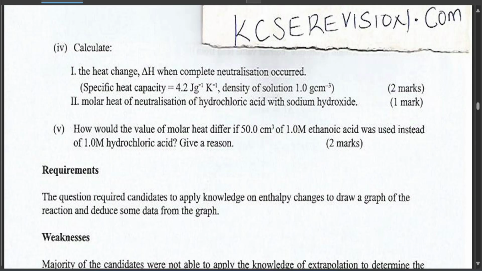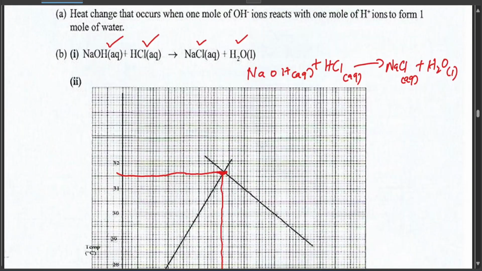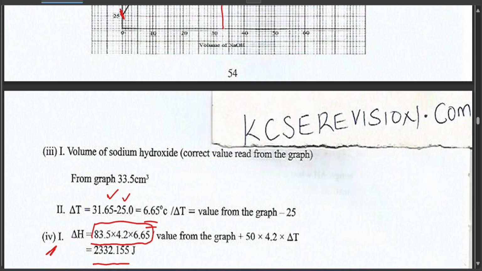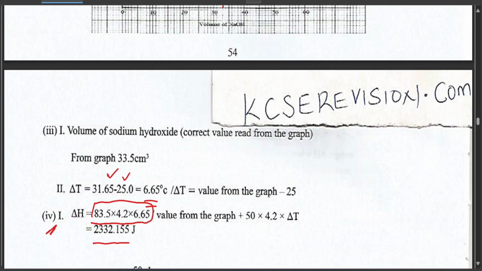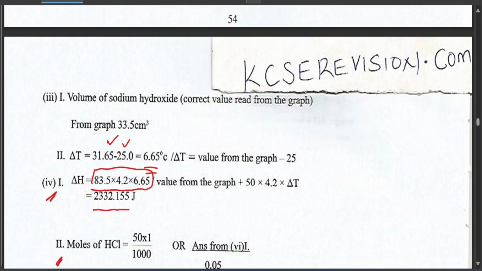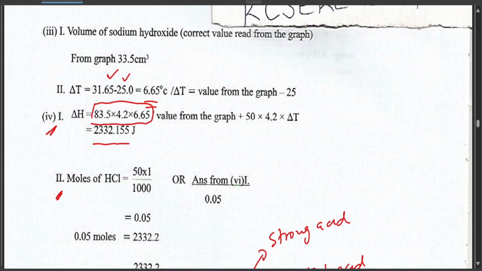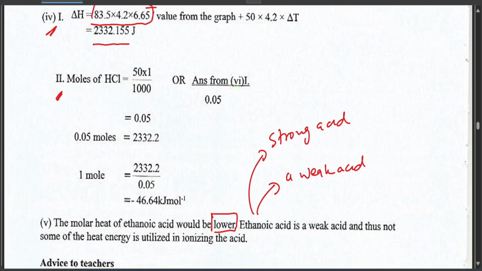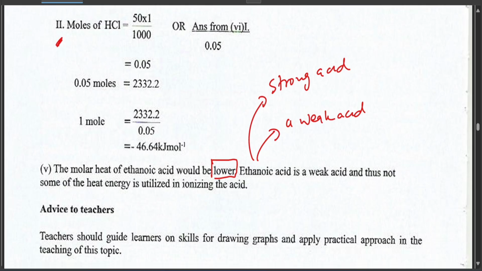The 4.2 was the specific heat capacity, and we just multiply those three: 83.5 times 4.2 times 6.65. If you're asking how to get 83.5, just take 50 plus 33.5. For the other questions, also try your level best to look at them, because it's a very important question and is usually commonly asked in the exams.